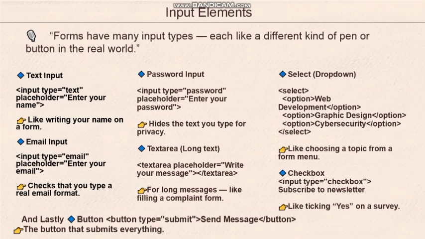We have what's called the input element. Forms have many input types, each like a different kind of pen or button in the real world. Let's begin. The first input element we have is called text input. Input type text, placeholder, enter your name, close bracket. It's like writing your name on a form. You have a form, something like enter your first name, enter your last name. That is the work of this input element called text input.